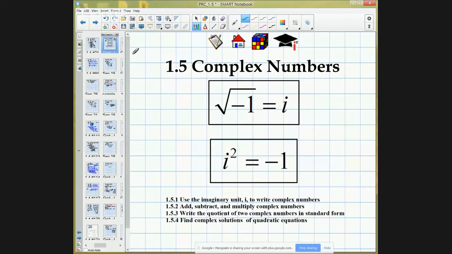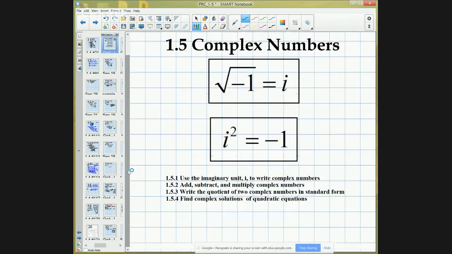But anyway, if the square root of 1 is i, then what happens if you square both sides? You get i squared equals -1. So that's kind of the beginning point for this. The learning objectives, you see them there. There are 4 of them.